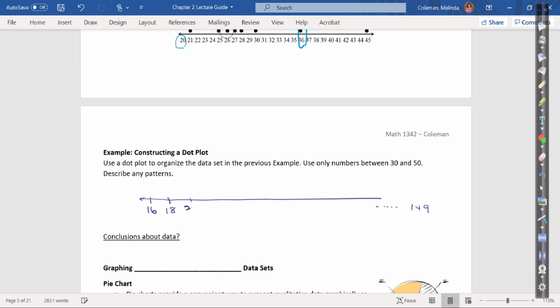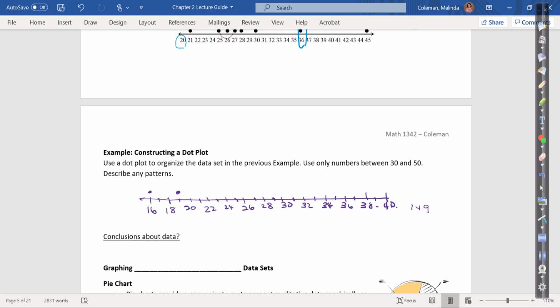18, 20, 22, 24, 26, 28, 32, 34, 36, 38. Let's end at 40. So of course, each one of these would also have a hash mark in between for the odd numbers. And if I look at my data, again, the smallest number is 16. So I would have one dot above 16. The next one is 19, so I have a dot above 19.